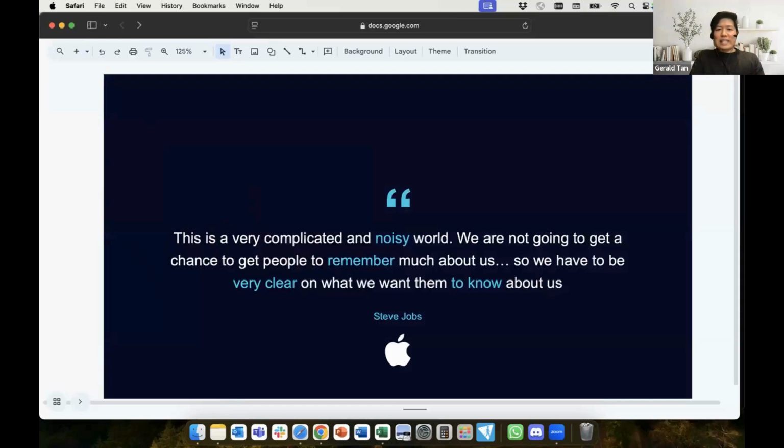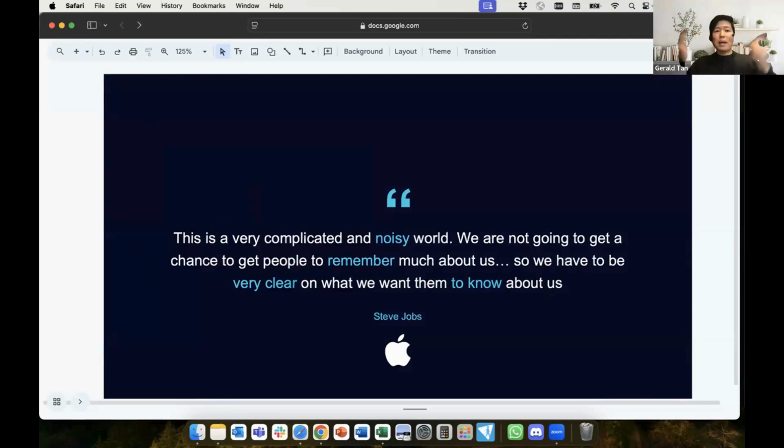So last but not least, Mr. Steve Jobs once said, "This is a very complicated and noisy world. We are not going to get a chance to get people to remember much about us. So we have to be very clear on what we want them to know about us." And he was talking about when he got back to Apple and they were not a market leader, and he was really trying to get them back into market leadership position, right?